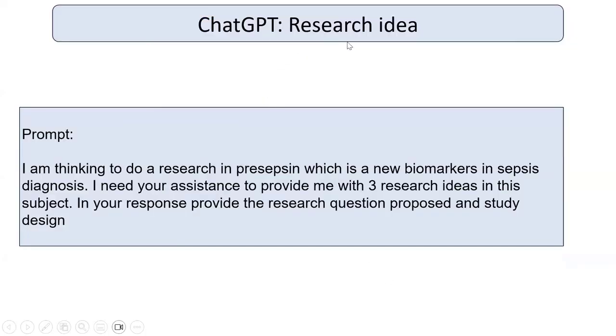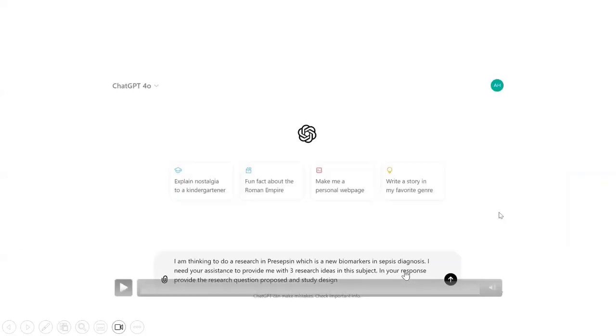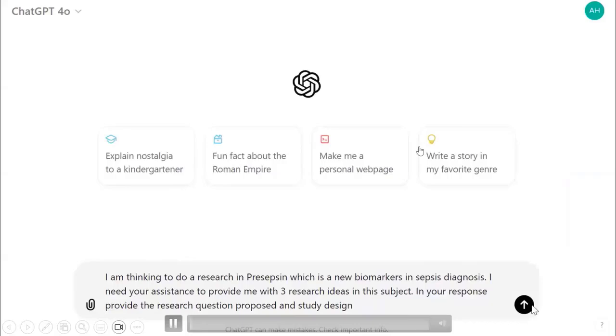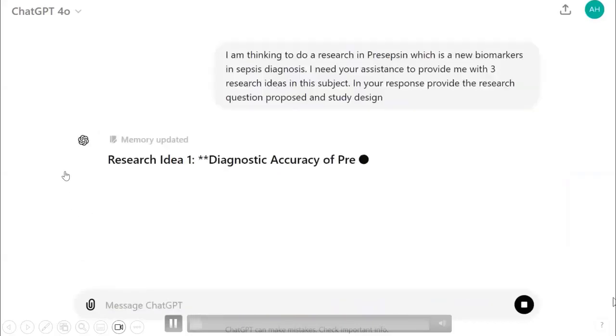First of all, the research idea. How can ChatGPT help you with a research idea? Try this hypothetical example. I'm talking to ChatGPT: I'm thinking of doing research on presepsin, which is a new biomarker in sepsis diagnosis, and I need your assistance to provide me with three research ideas on this subject. In your response, provide the proposed research questions and the study design. We start by posting this prompt and see what the response is.